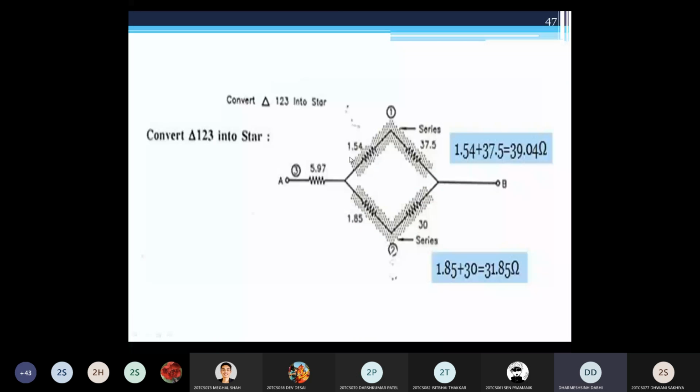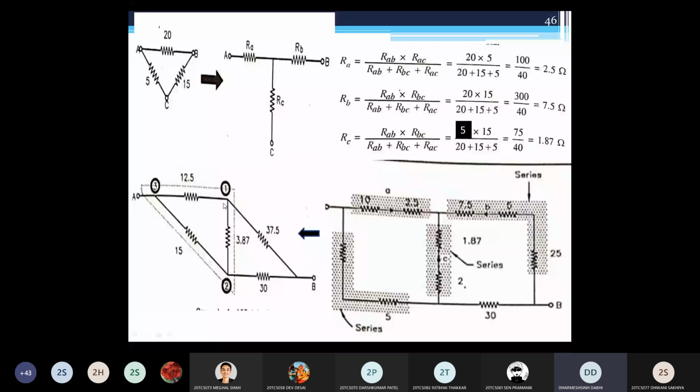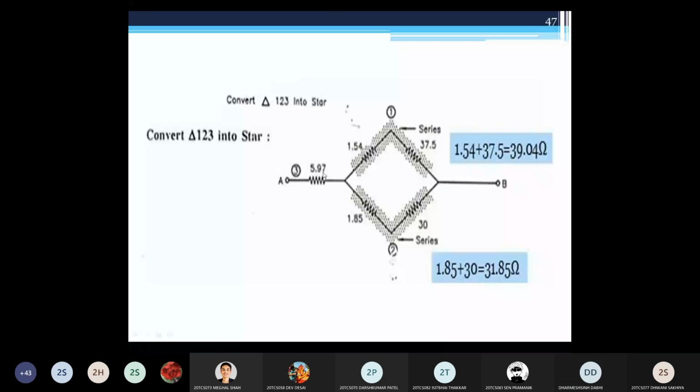1.54 comes into series with 37.5. Yes or no? Your R1 or RA in star connection comes into series with this 37.5. And R2 or RB, whatever you say, comes into series with this 30 ohm. And your RC, which is 5.97, is connected with the terminal A. So you can see that this star connection has 5.97, 1.54 and 1.85. Clear?